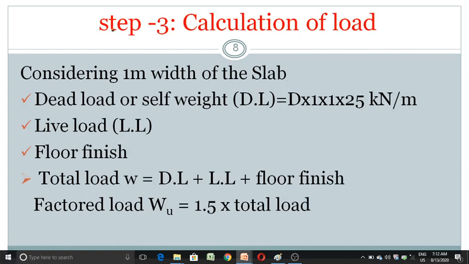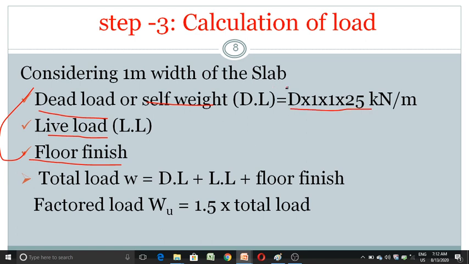Then load calculations. I already told you that on any structure we come across three types of load basically. One is the dead load, a live load, and then floor finishes. Right? And the dead load is nothing but the self weight of any member. As we are designing a slab for 1 meter width, the dead load of the slab can be calculated by using this formula.